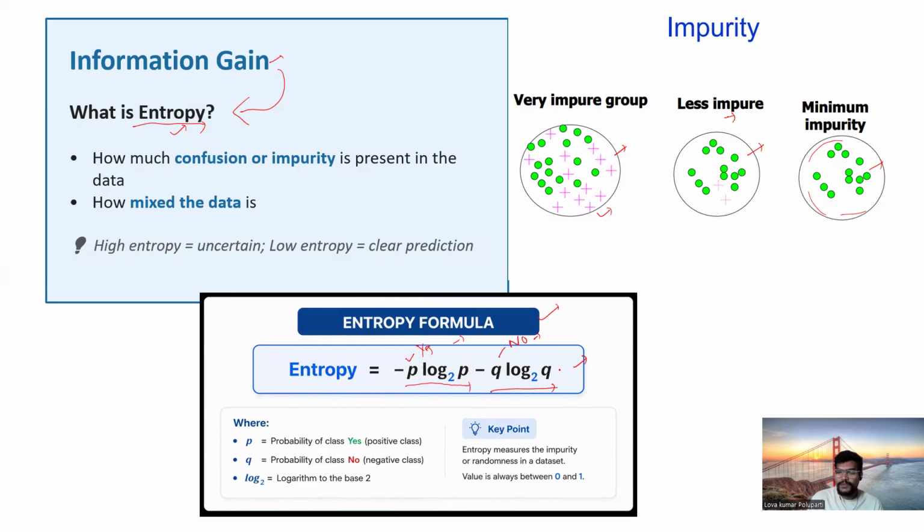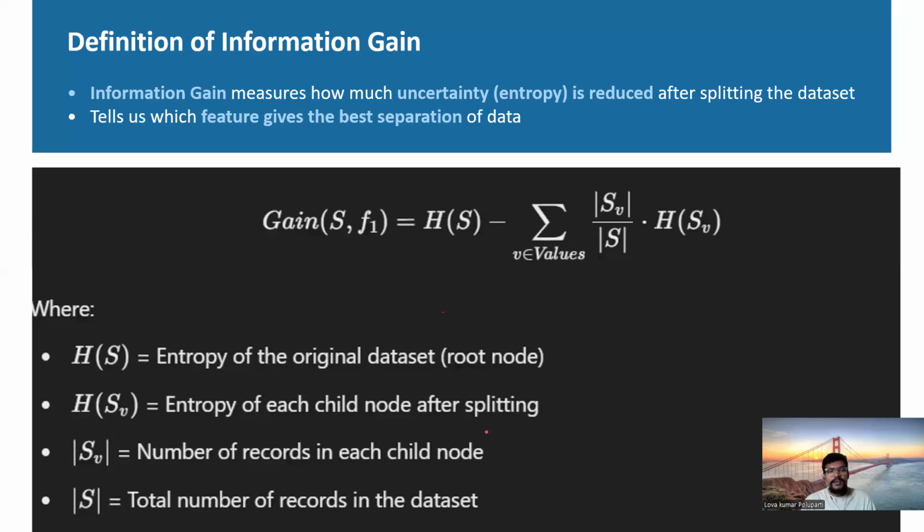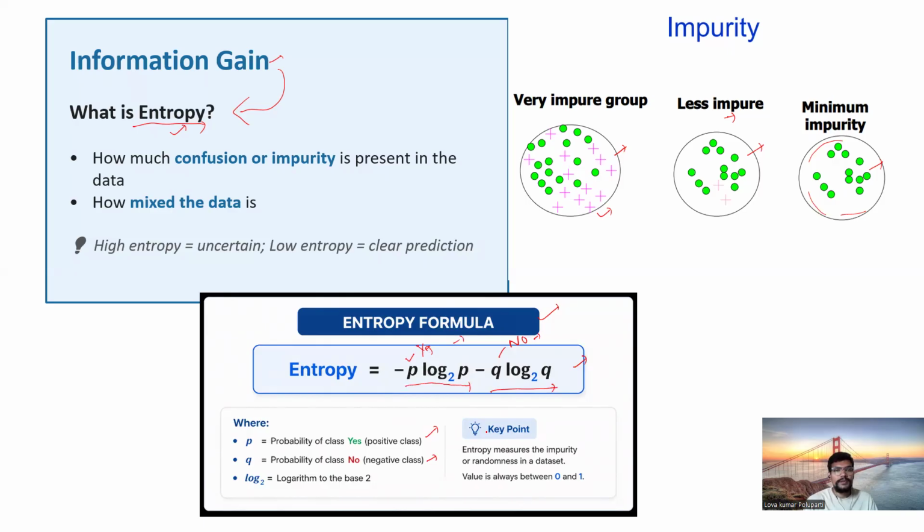The same thing we can do for the columns also. See here, minus p log2 p and minus q log2 q. What exactly is p? Let's say p is the probability of the positive class, yes, and q is the probability of the class no, other than the yes class, the negative one. We take the logarithm base 2 of p, and it will tell us how much impurity is there. So entropy is completely about the impurity.